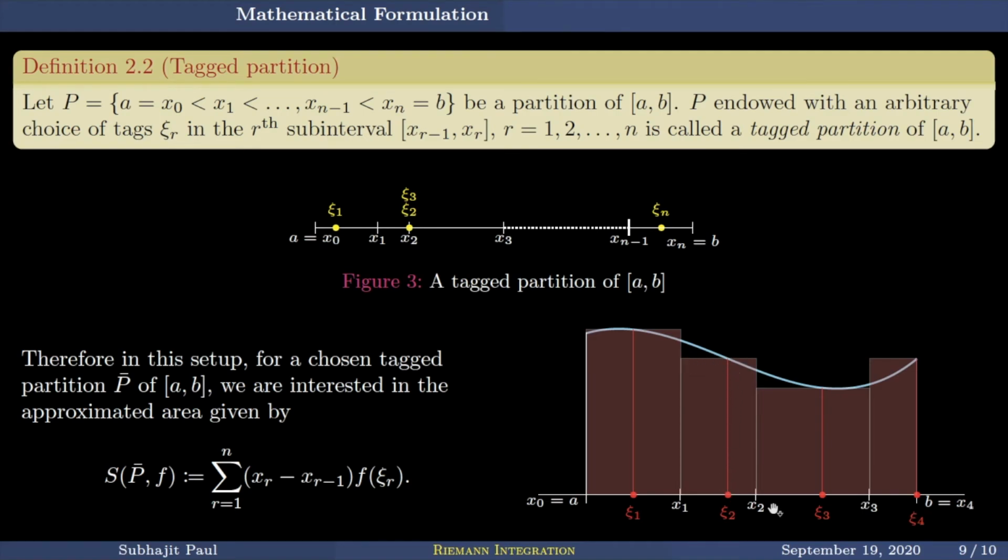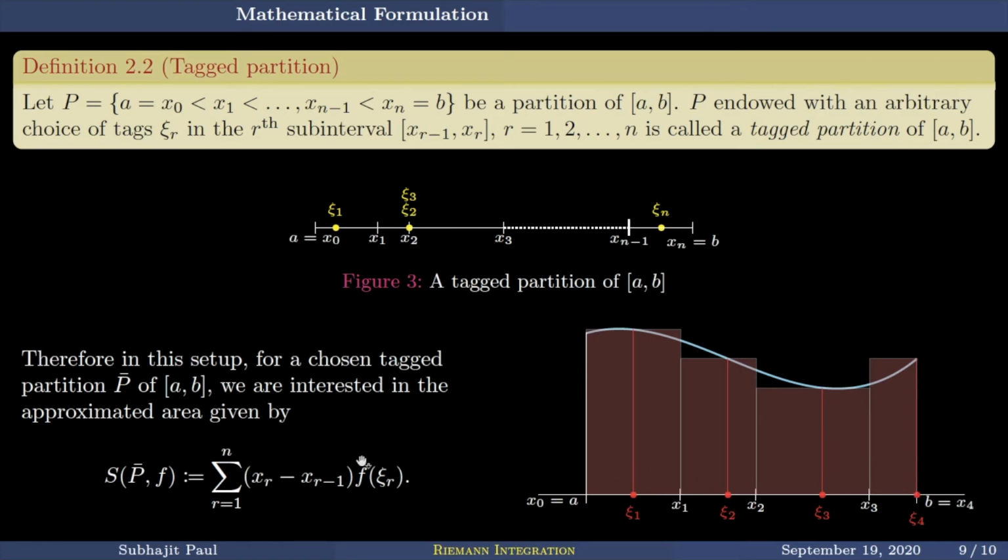In the subinterval x2 to x3, this is my tag xi3. I have chosen the height of the rectangle as the functional value at xi3 and got this as my rectangle. The last one, I have chosen the tag xi4 to be the same as B. So I have chosen this as my rectangle, with the functional value at B as the height.